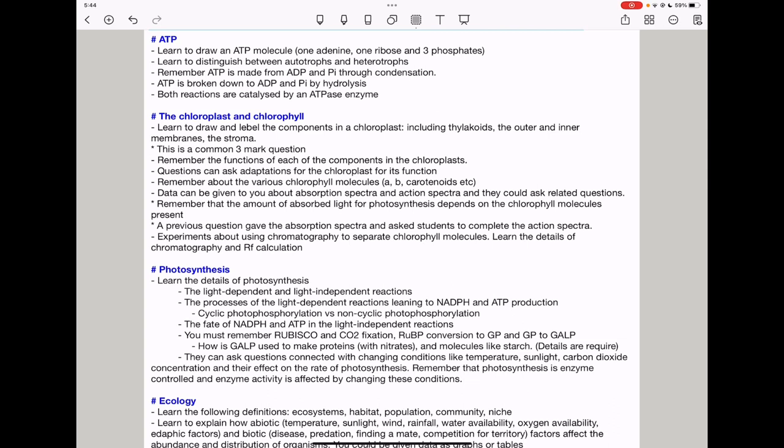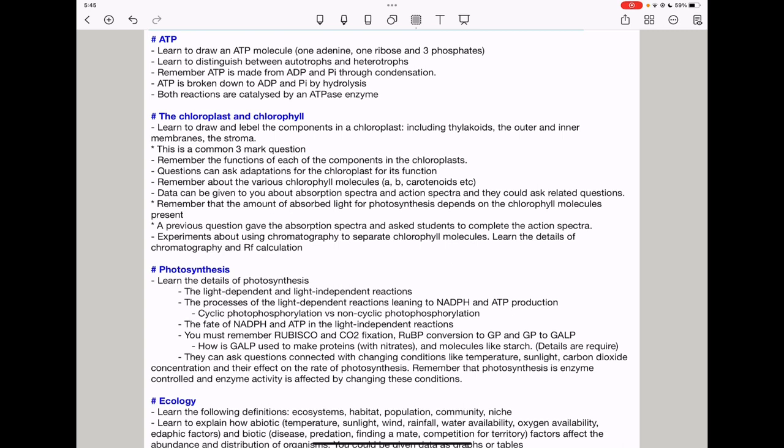You need to remember about the various chlorophyll molecules. Remember chlorophyll A, chlorophyll B, carotenoids, and how the ability of these molecules to absorb sunlight in different wavelengths could be beneficial for a plant that possesses the different types of chlorophyll. So they can give you data about absorption spectra as well as action spectra, and they could ask related questions.